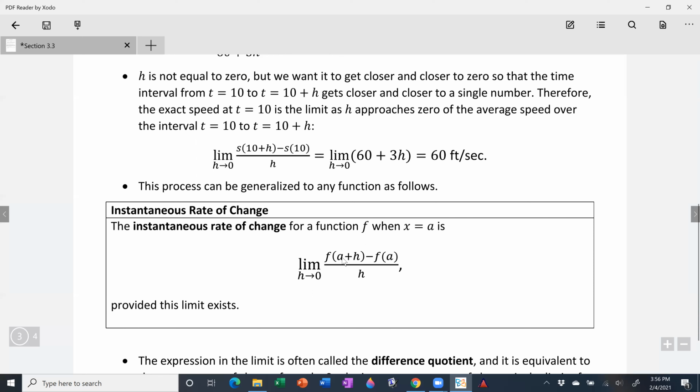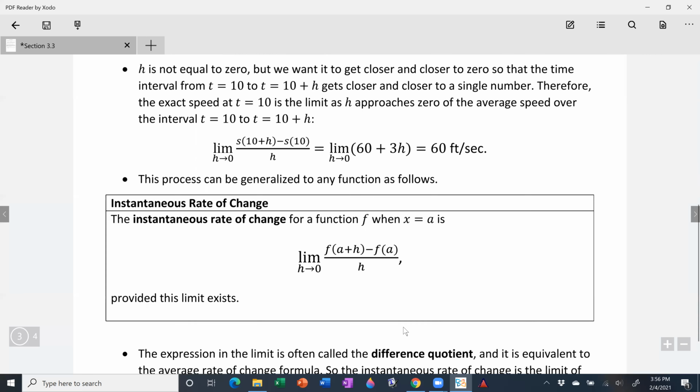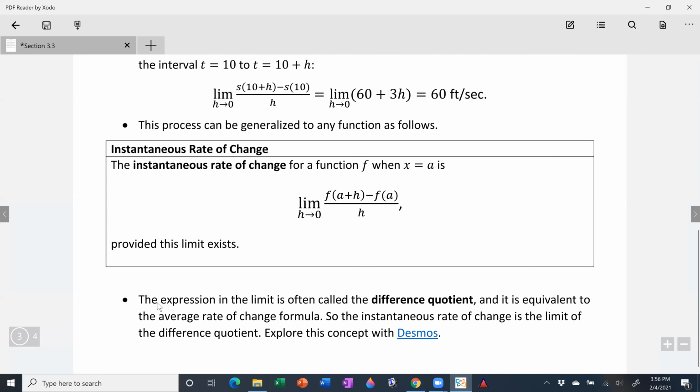If you want to find the instantaneous rate of change of a function at a single point, it ends up being the average rate of change function as we do this limit as h goes to 0. Absolutely awesome. So keep in mind that the expression inside the limit, that's this part, the average rate of change part, is called the difference quotient, especially if you have f of a plus h minus f of a over h. That's called the difference quotient, and it's equivalent to the average rate of change formula. And then the instantaneous rate of change is then the limit of the difference quotient.